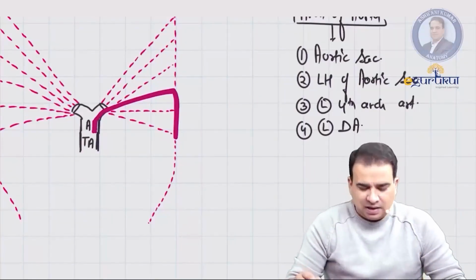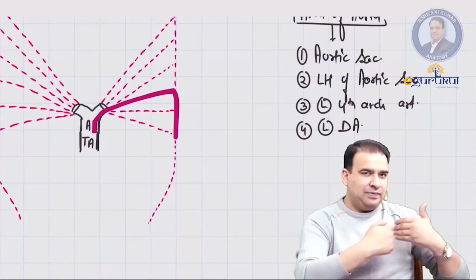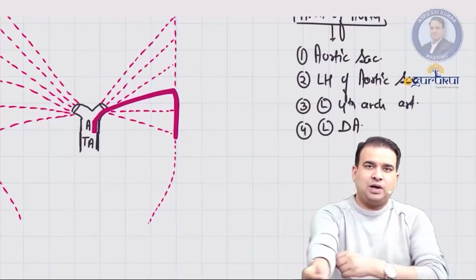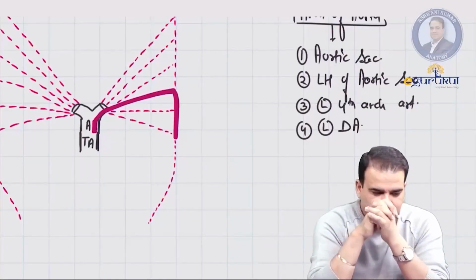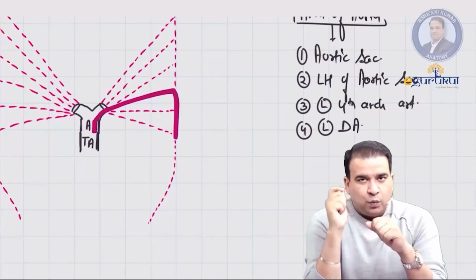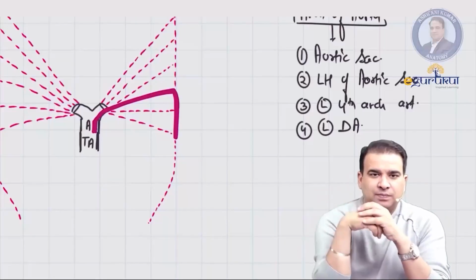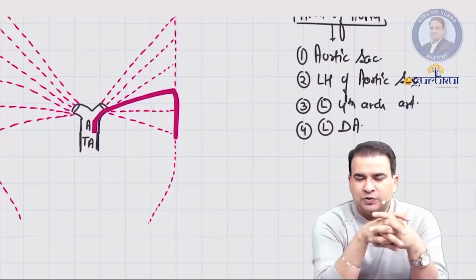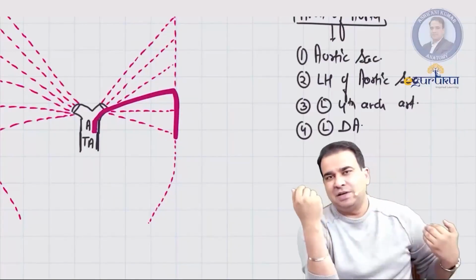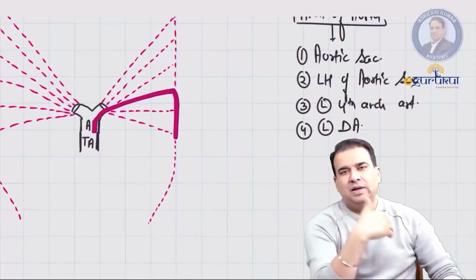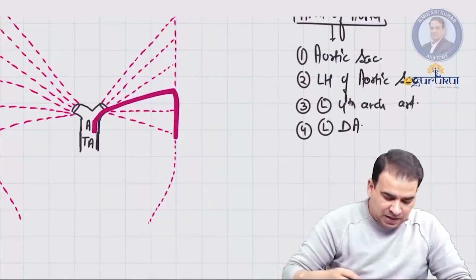So aortic sac, left horn of aortic sac, left fourth arch artery, and left dorsal aorta, the 4 components which together give rise to the arch of aorta. Once you find the arch of aorta, I hope you wrote that as well. Then we have 3 branches coming from arch of aorta. The 3 main branches are left subclavian, left common carotid, and obviously brachiocephalic artery.